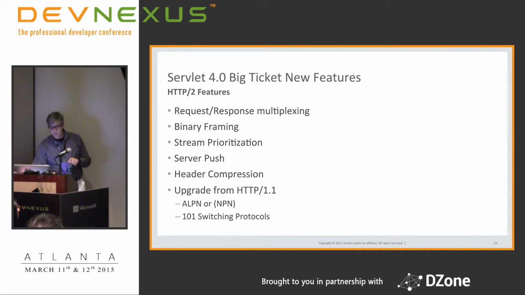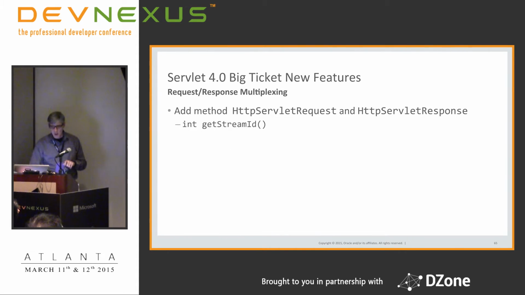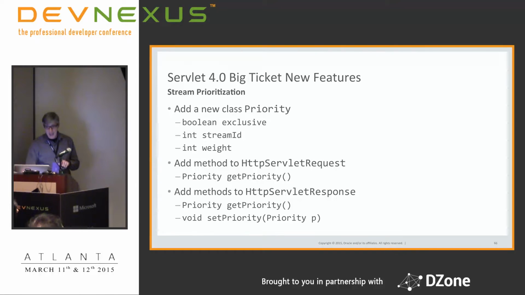So this is our list of features in H2, and really these are the only ones I think we need to expose. So what might that look like? Adding the stream ID to the request and response, that's pretty simple. Adding a priority, so being able to access and set the priority on the outgoing responses, and being able to interrogate the priority of requests coming in is something we want to do.